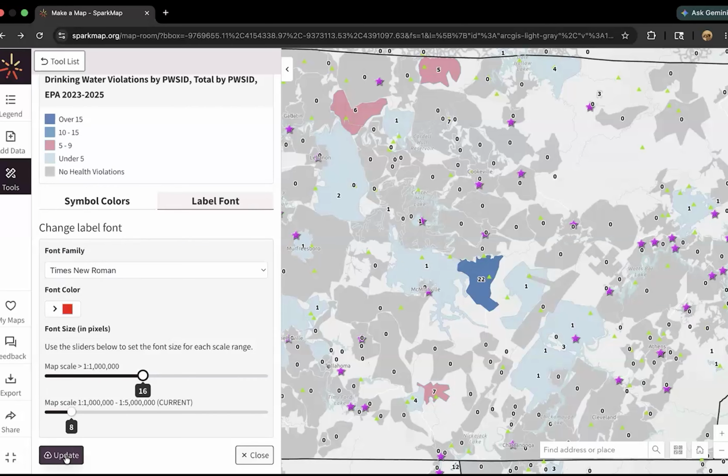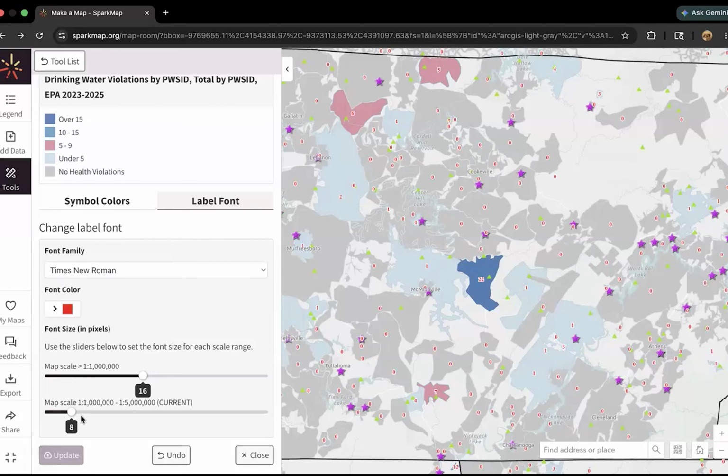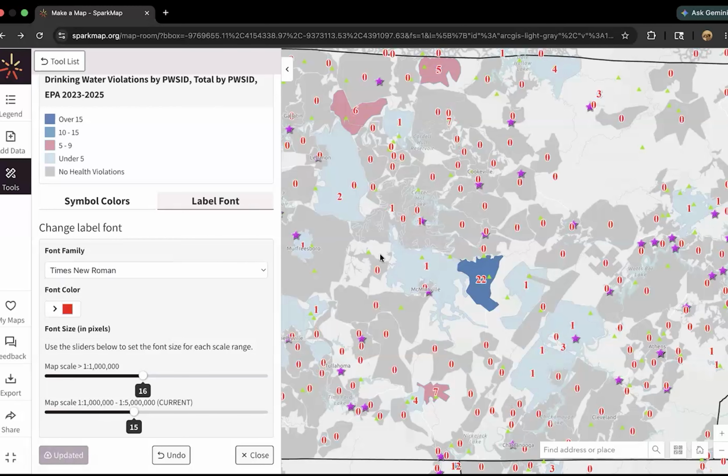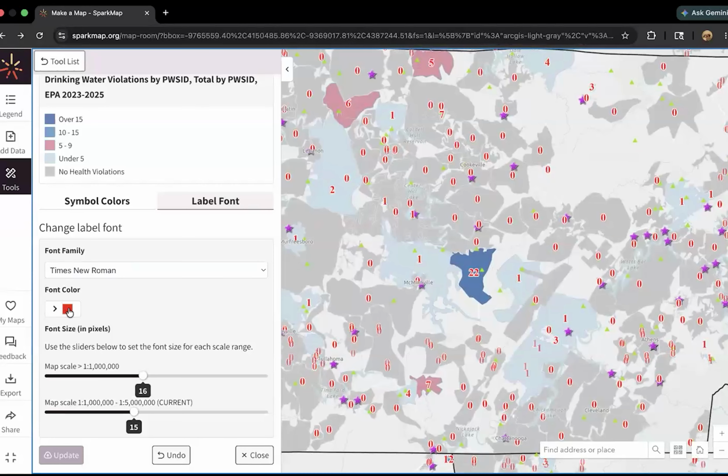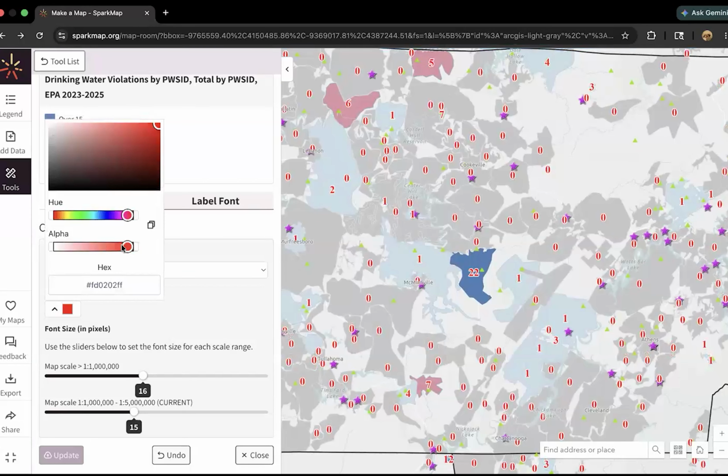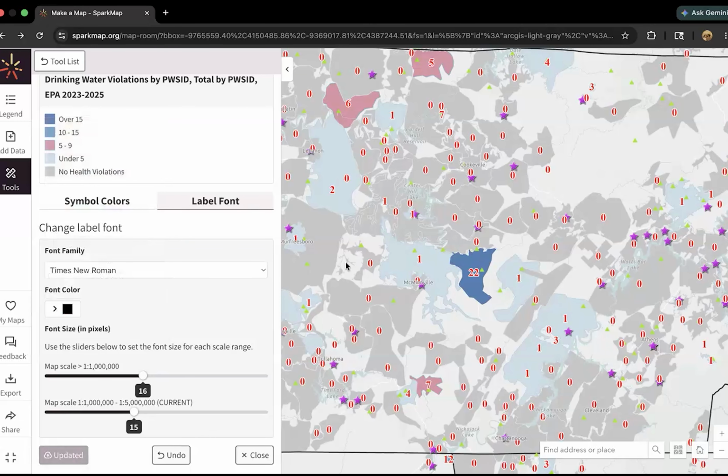And so then I'm going to click that update button, same as before. And they didn't get much larger, did they? Let's try that again. Oh yeah. So maybe that red is not the color you would want, but know that you can go back and customize all you want. And so I'm going to put this back to a nice black, update again, and that's a lot better.